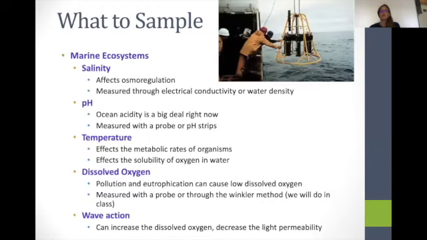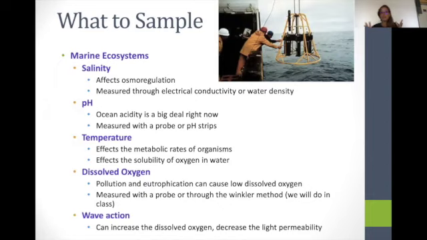What are we going to sample then? What are the things we're looking for? If we're talking about a marine ecosystem, we want to know the salinity of the ocean. Salinity is going to affect osmoregulation, how well they are balancing the fresh and salt water within the body of the organism. And we're going to measure it through electrical conductivity.